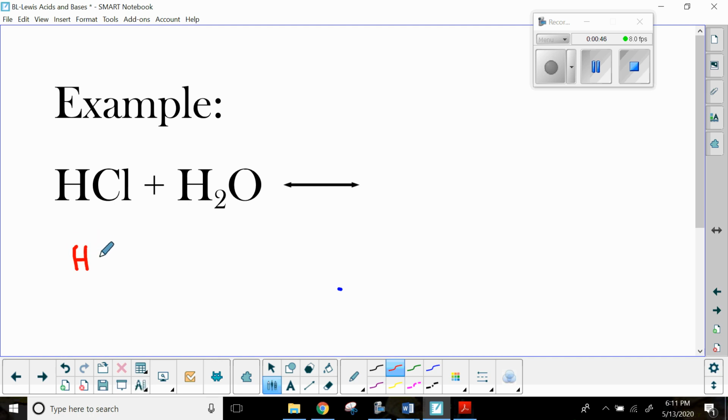And remember our Lewis structures. So here's my Lewis structure for hydrochloric acid that has one massive dipole moment going that way because chlorine is more electronegative than hydrogen. And here's my Lewis structure for water, which is also very polar, where oxygen is a lot more electronegative than both hydrogens, but there's two dipole moments.